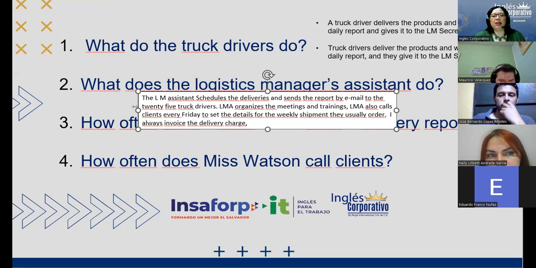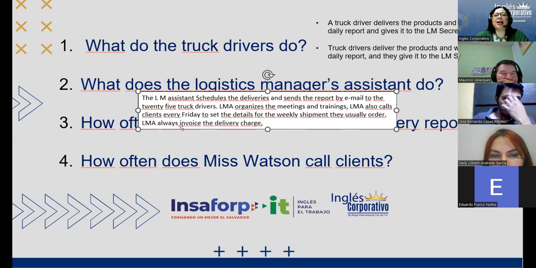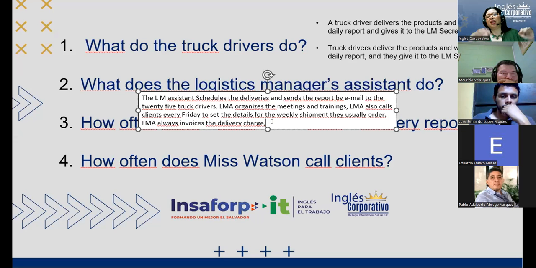A ver, ayúdenme con lo que sigue. Esta sería. ¿Cómo quedaría acá? El verbo acá, ¿cuál es? Invoice. Yes. There you go. So this is the answer. Talking about only one logistic manager. I mean, manager's assistant. So, yes.